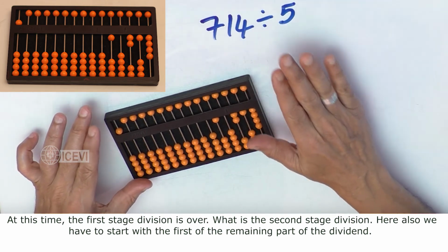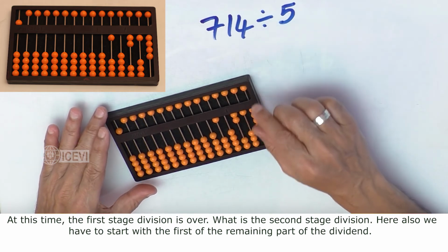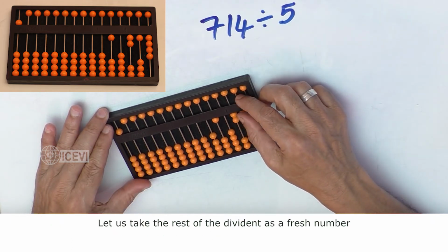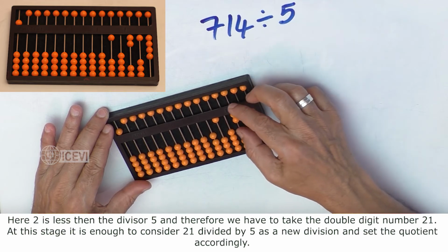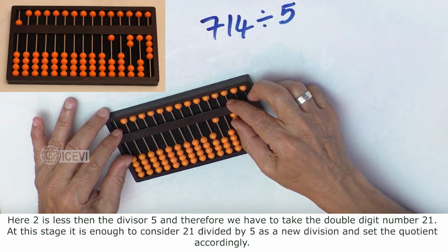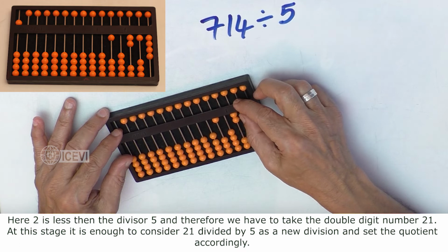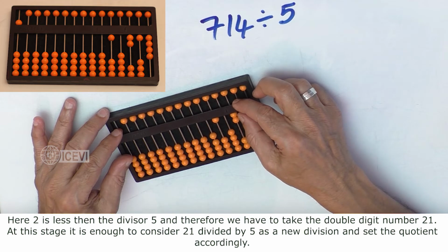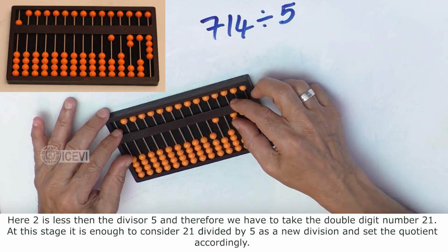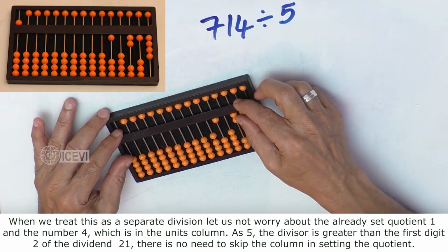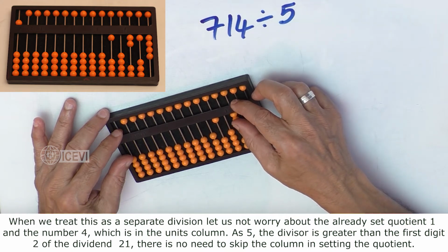What is the second stage division? Here also, we have to start with the first digit of the remaining part of the dividend. Let us take the rest of the dividend as a fresh number. Now here 2 is less than the divisor 5, and therefore we have to take the double digit number 21. At this stage, it is enough to consider 21 divided by 5 and set the quotient accordingly. When we treat this as a separate division, let us not worry about the already set quotient 1 and the number 4, which is in the units column.